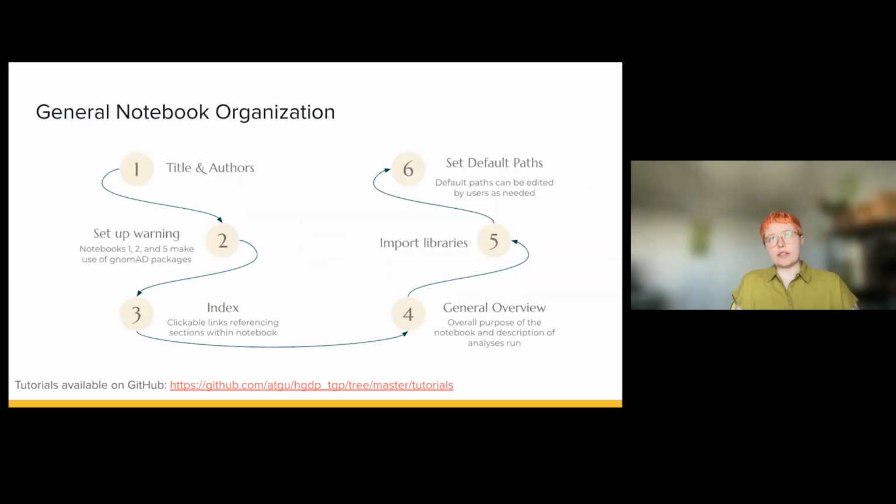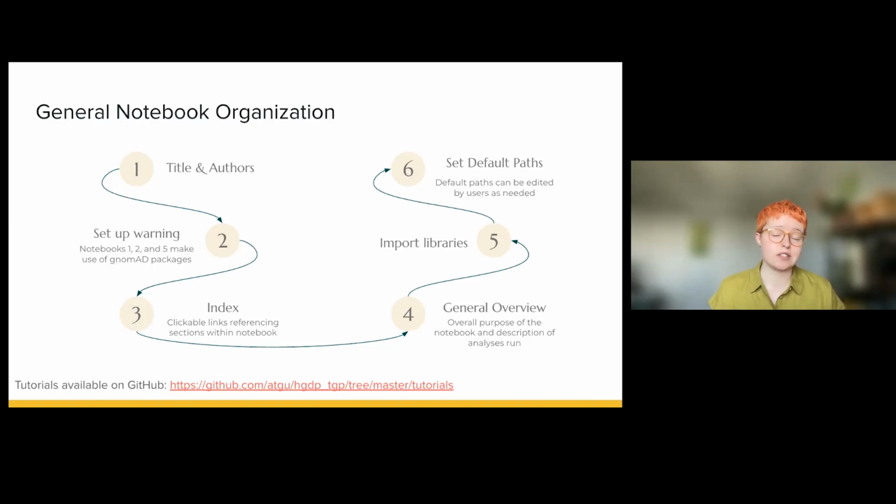When creating these tutorials, which were primarily created by Mary and I, we wanted to have a set structure across the notebooks so that no matter which notebook someone looks at, they're able to get their bearings easily and navigate easily. So we have a titles and authors section at the top. There's a setup warning, because when you start up your cloud cluster, you might get an error if something you need isn't downloaded. So we'd like to warn users that they need those.